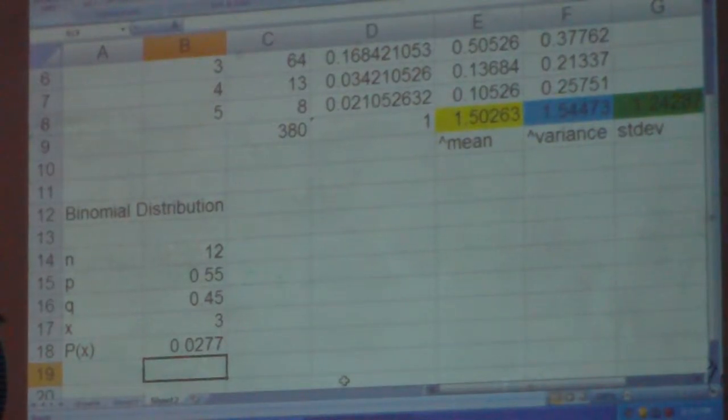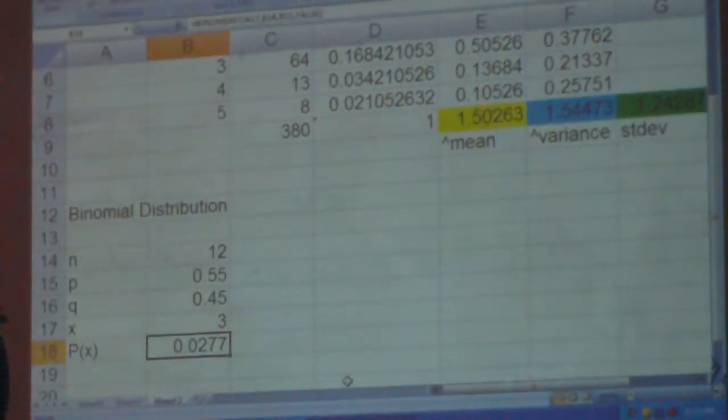So, the probability that 3 of the 12 people would say cashews are their favorite nuts is 3% chance. Doesn't seem that high. Right? What do you expect? You expect more than half of them to say it, right? So you'd expect 6 or 7. It's not as likely that 3 would be.